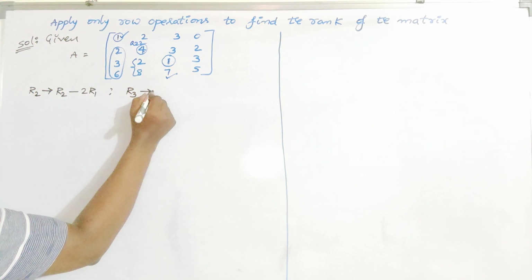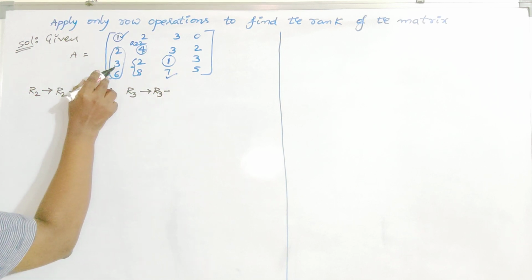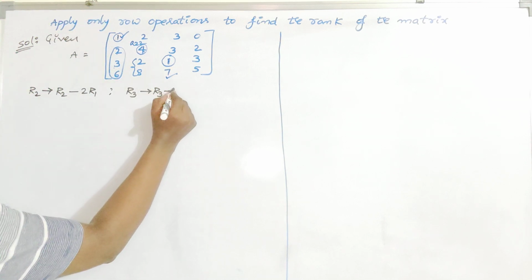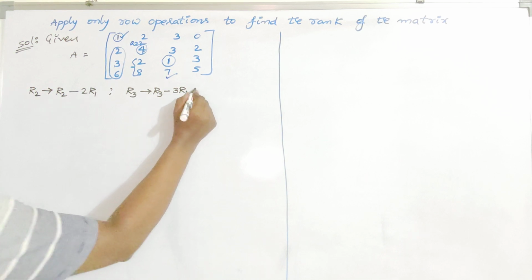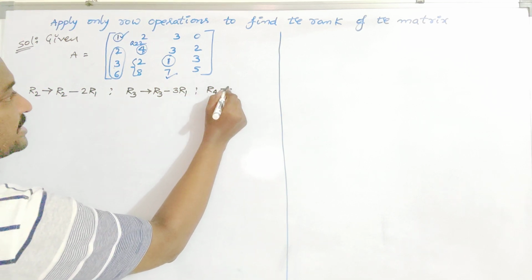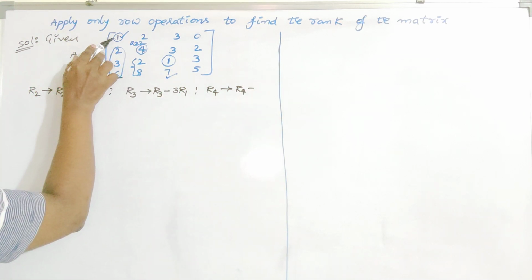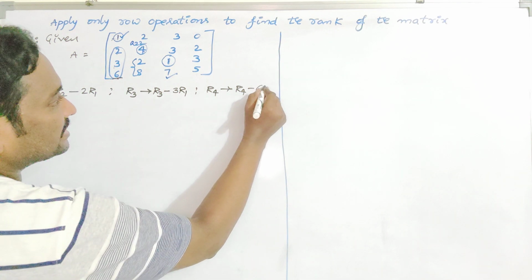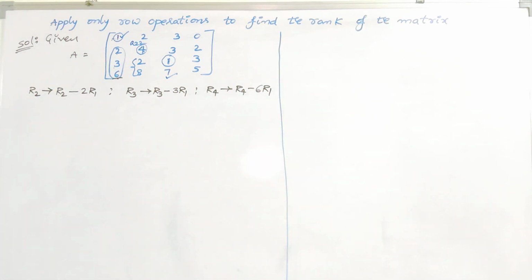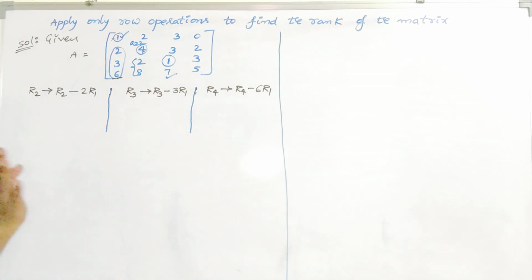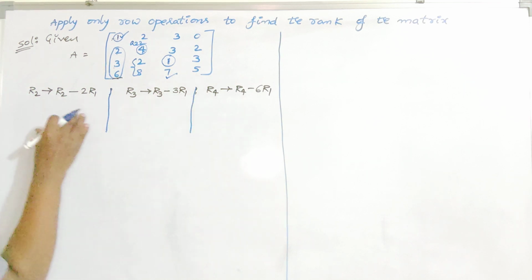Next, R3 becomes R3 minus, since it is 3, you should get 3 here. That's why you should multiply the first row with 3 only: 3R1. Next, R4 should be changed as R4 minus, since here we have 6, you should multiply the first row with 6. So you will get 6R1. Since the R terms are positive, you should subtract them only. Now I will write the calculation here only. To avoid numerical mistakes, don't use any rough work. You can present the numerical calculations in this part only.